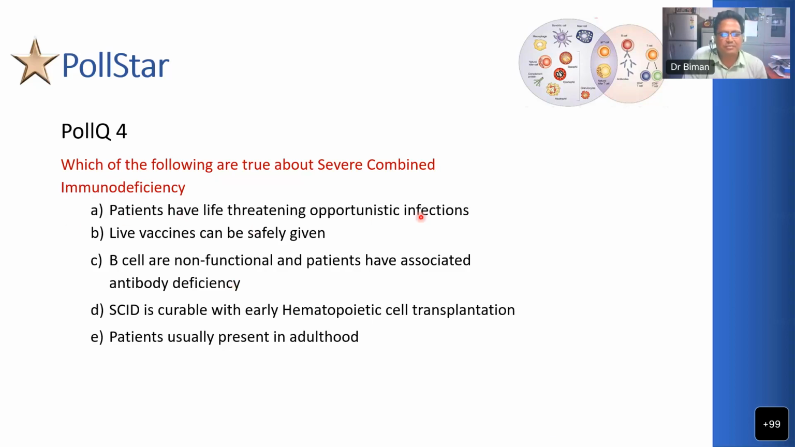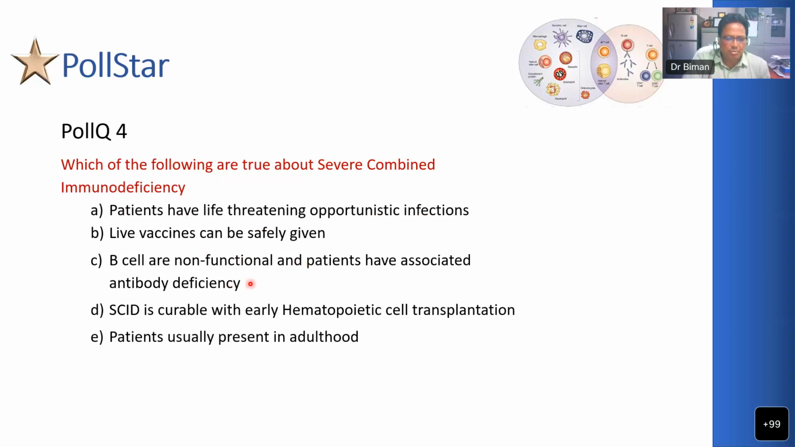Patients have life-threatening infections. That is true. Opportunistic infections, obviously, in a SCID. So that's how the babies present very early in life with opportunistic infections. Live vaccines cannot be given in these patients. You cannot give live vaccines to these children, or else they will have devastating disease.